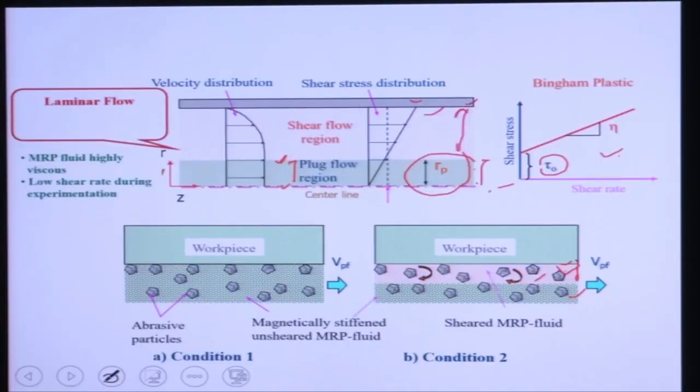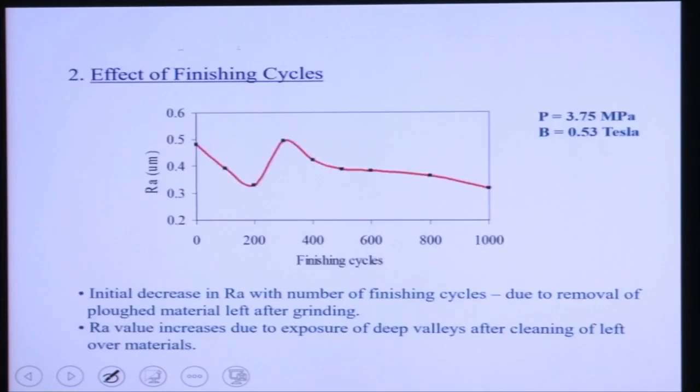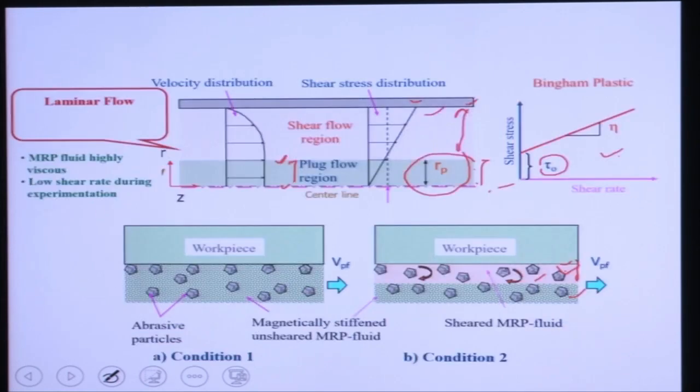So MR fluid can be considered as a laminar flow. As this fluid is highly viscous, and it is applied at low shear rate during the experimentation, that's why MR fluid can be considered as laminar flow.